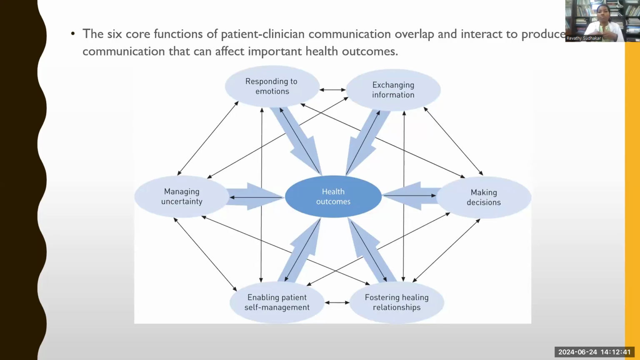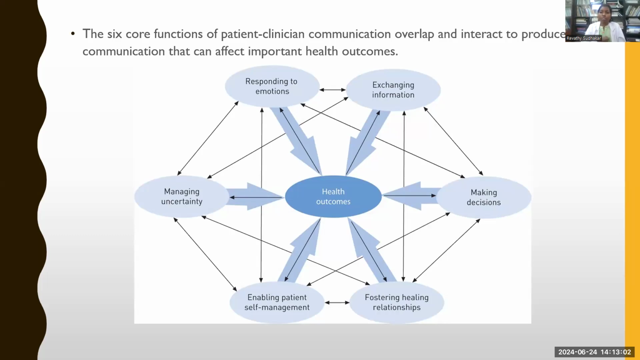When we speak about patient-clinician communication, there are six core functions. So what exactly do we do here? What is the role of a healthcare professional, and what are the components of the communication that we actually engage in here? There are six major things, starting with exchanging information.